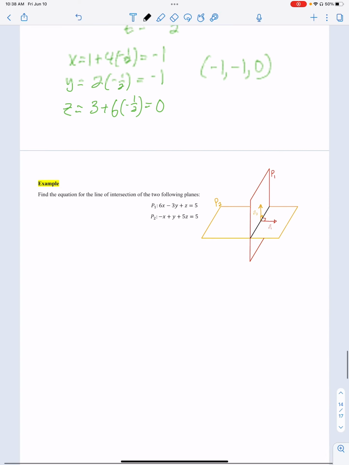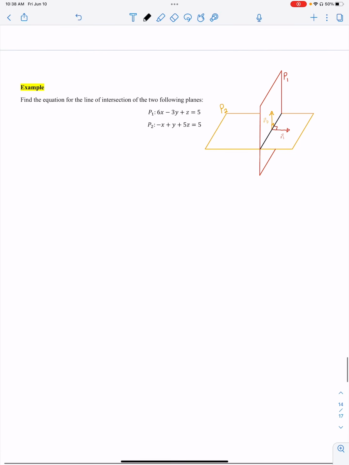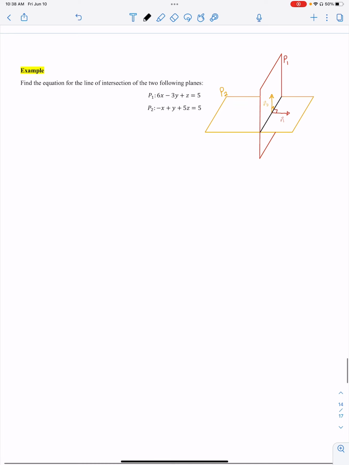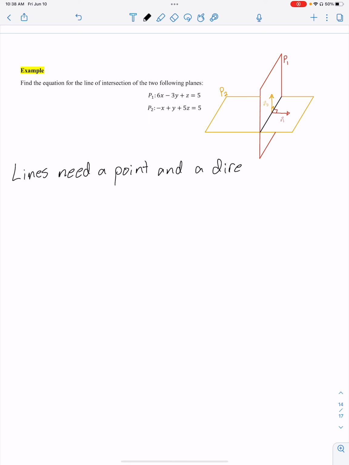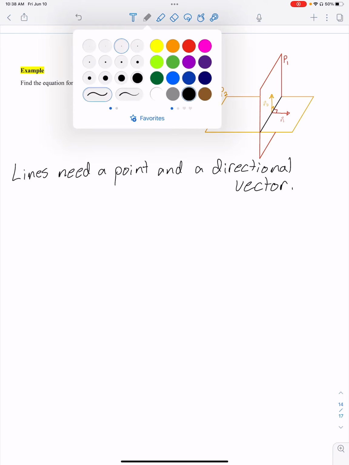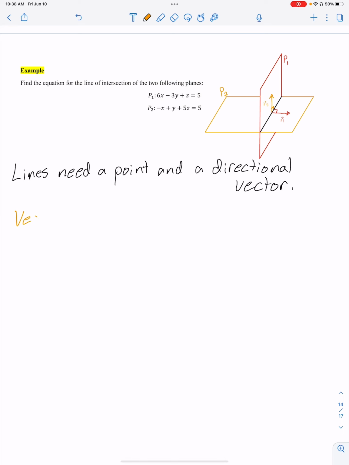Now, to recall, we need two things to find a line. So I'll write that out. Lines need a point and a directional vector. All right. First, let's deal with the vector. And we're trying to find that line.